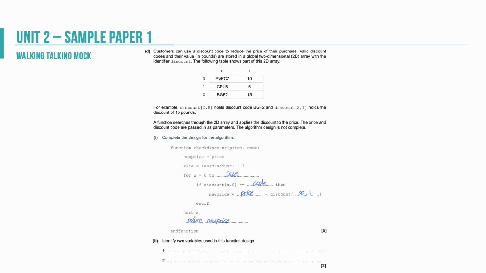Like I say, a tough question there. That might be one you do struggle to gain full marks on, mainly because the code is written initially by someone else. But there are a couple of obvious ones. So for x equals 0 to size, for example, should be achievable.